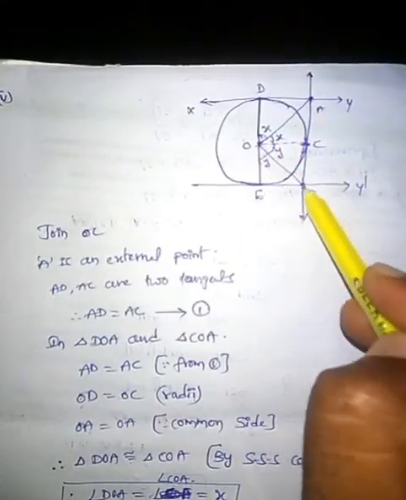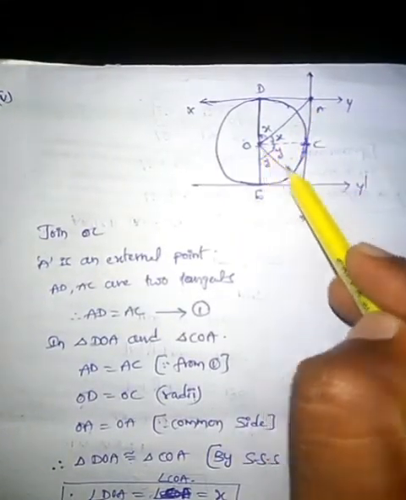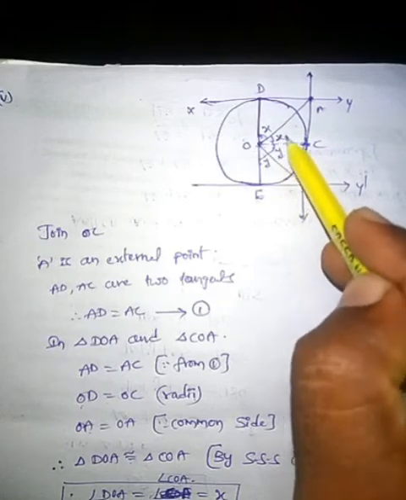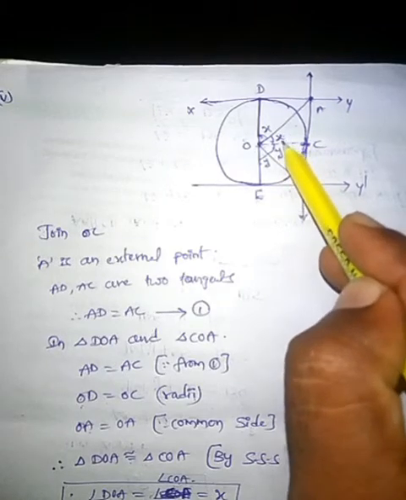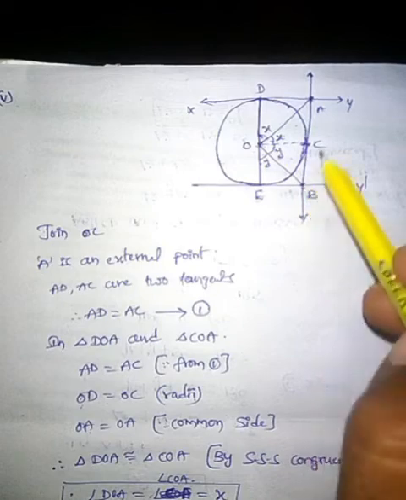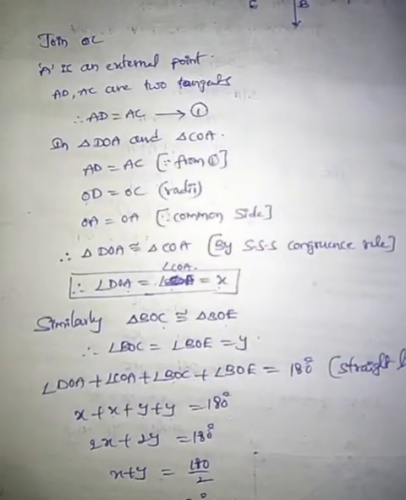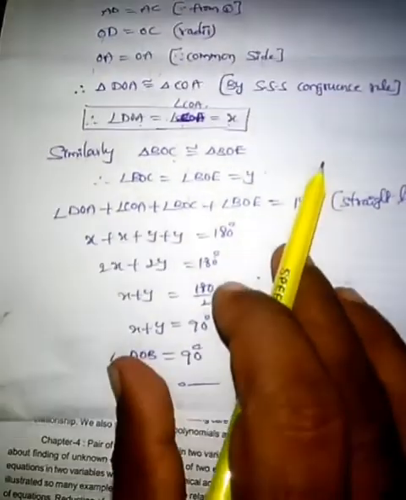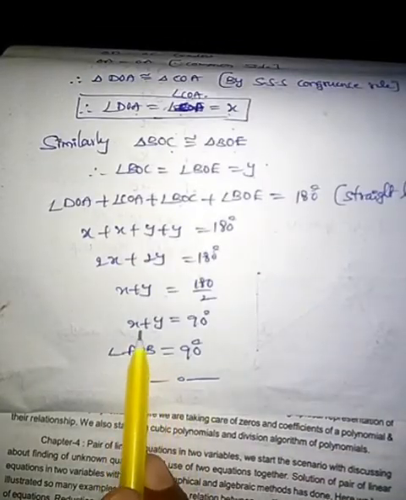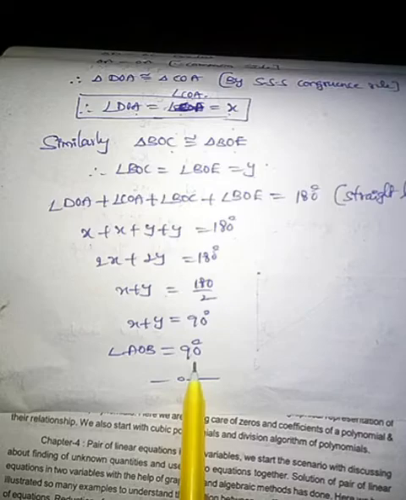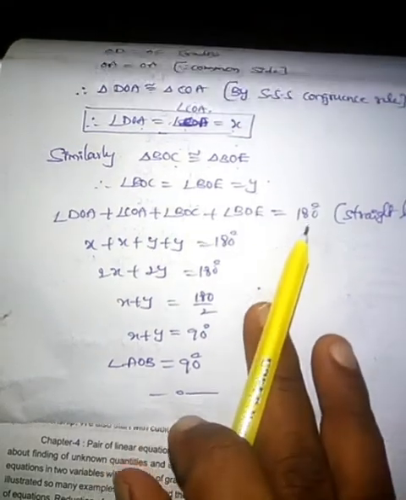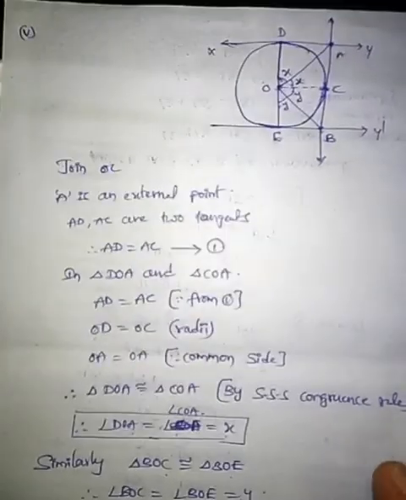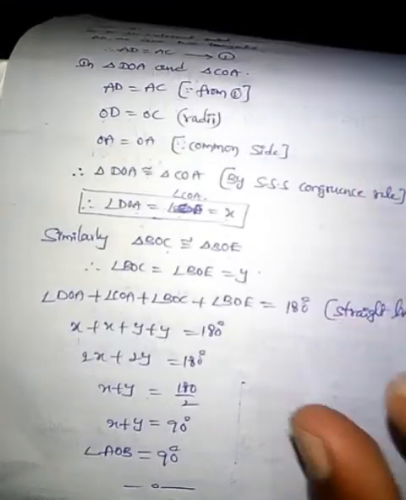Here we need only angle AOB, and this angle AOB is divided into two angles, x and y. If you add these two angles, it gives angle AOB. Therefore, angle AOB equals x plus y, but x plus y equals 90. Therefore, angle AOB equals 90 degrees. So this is the answer for the fifth problem.